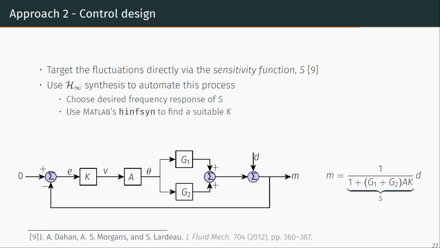So the idea is we can design some controller K that makes this sensitivity function less than 1 over some particular frequency range at which we want to try and attenuate the disturbances. And this is the approach that's been applied by Amy Morgan's group quite a number of times. In order to do that, we use what's called H-infinity synthesis, where we design a particular frequency response for this sensitivity function, and then this H-infinity synthesis procedure automatically designs a controller to try and achieve that particular response.